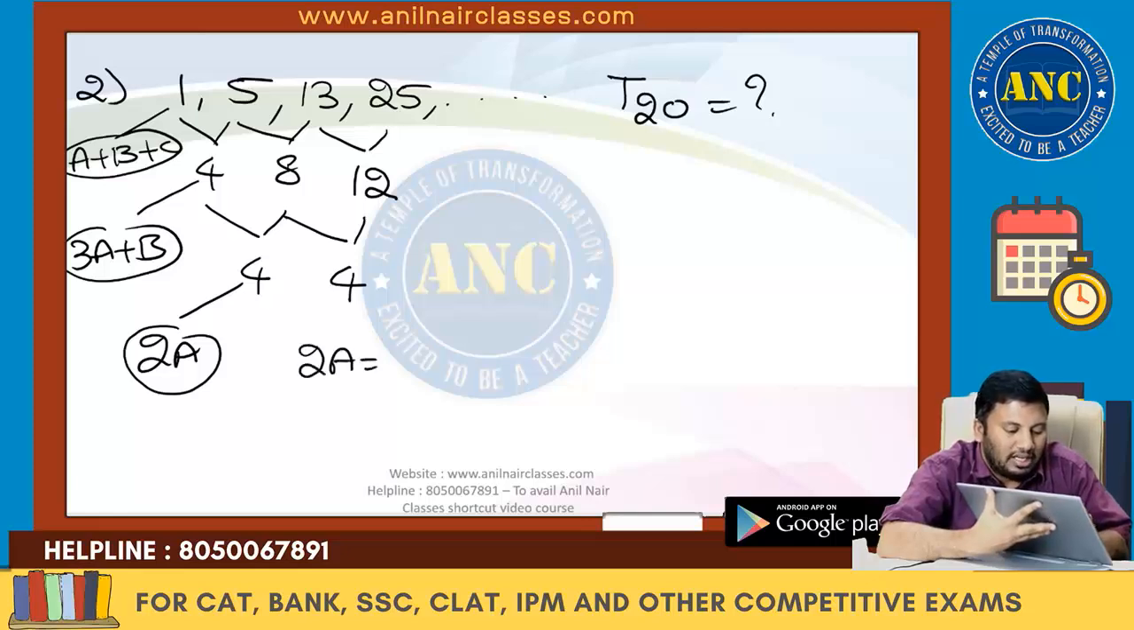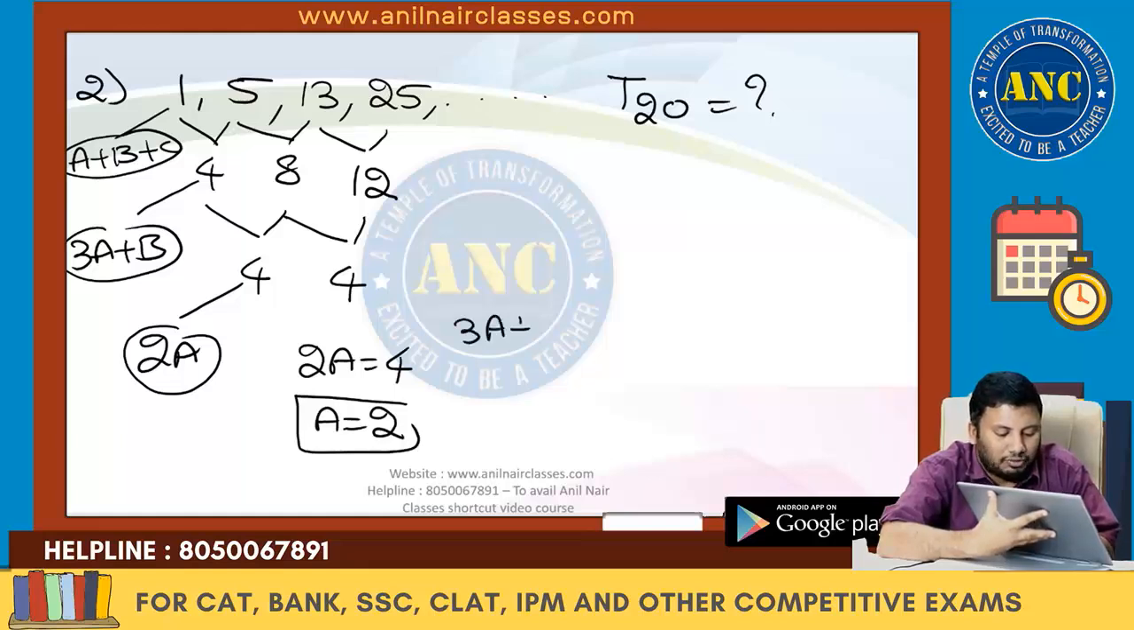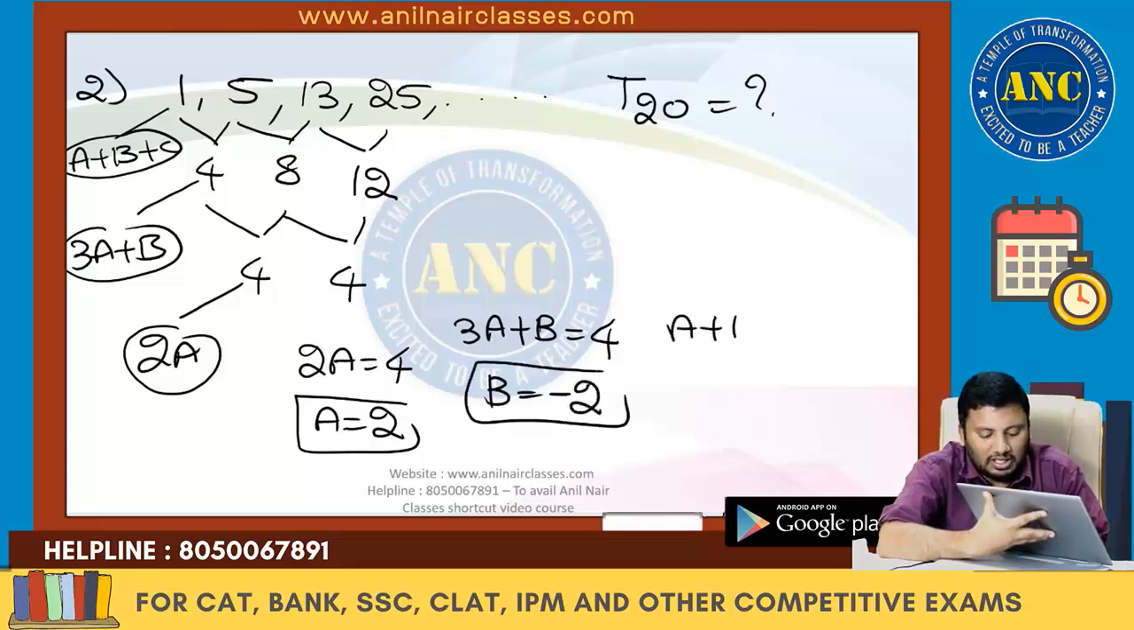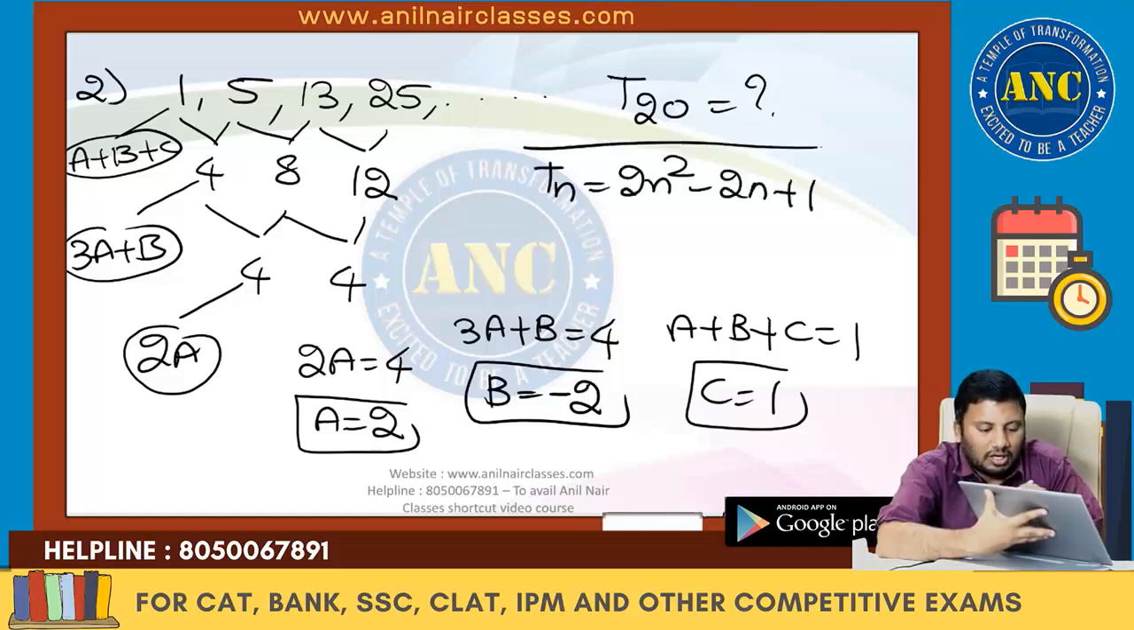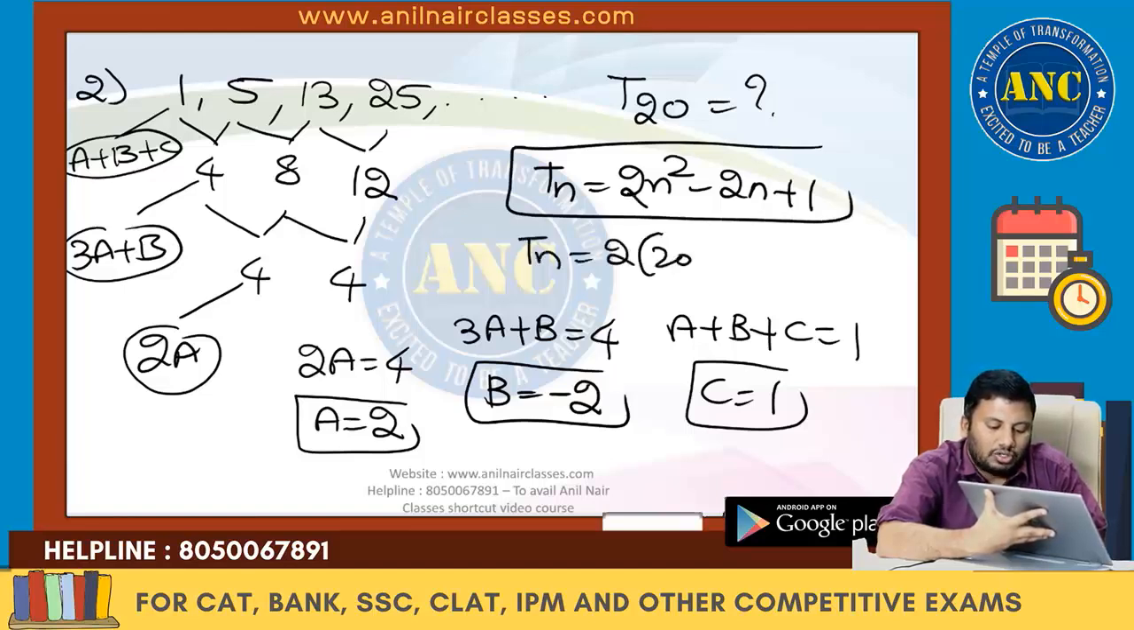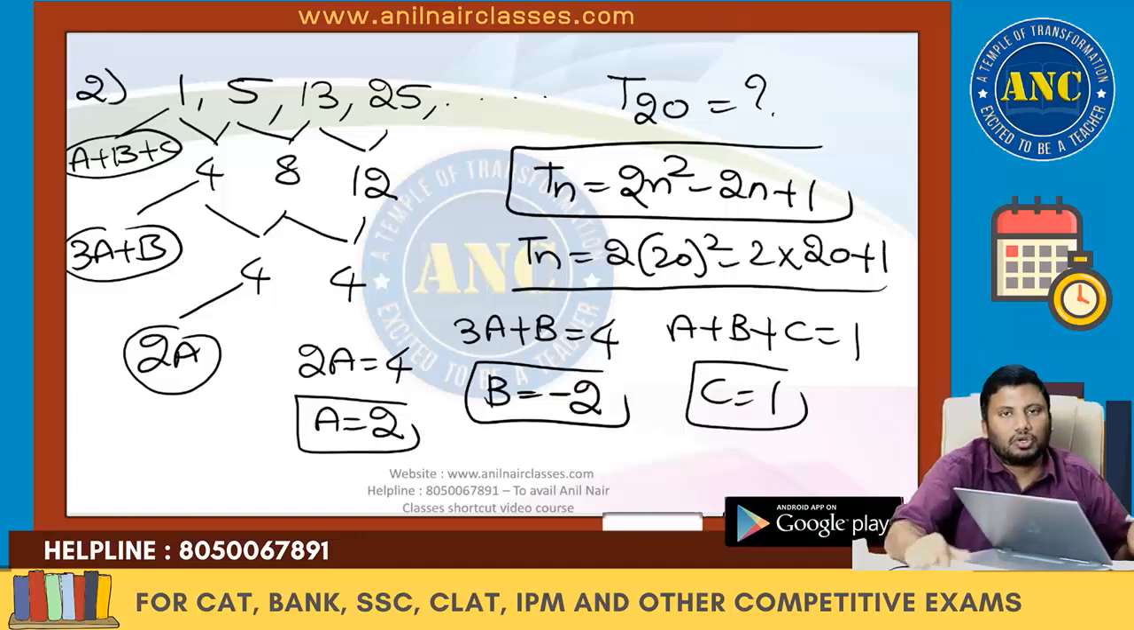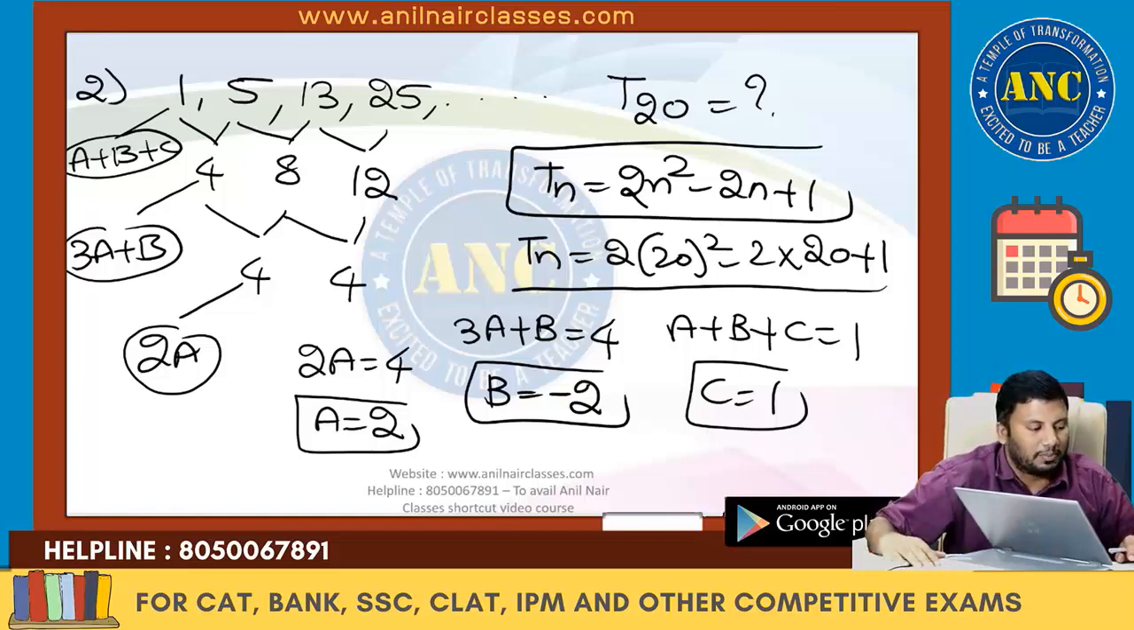So if 2a is 4, a value will become 2. 3a plus b is 4, so b value will become minus 2. a plus b plus c is 1, so c value will become 1. So the answer is nothing but 2n square minus 2n plus 1. So T20 is 2 into 20 square minus 2 into 20 plus 1.